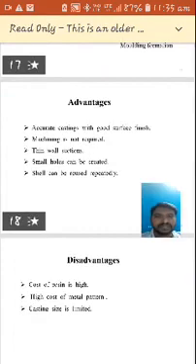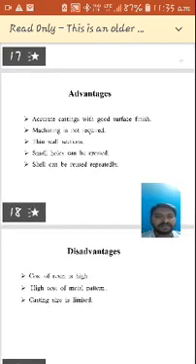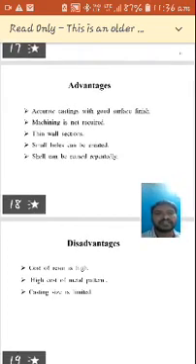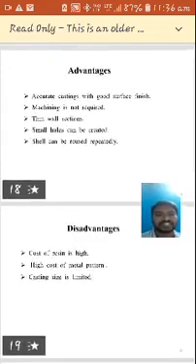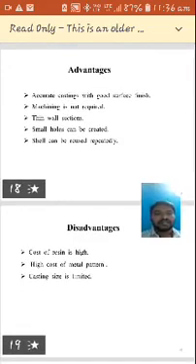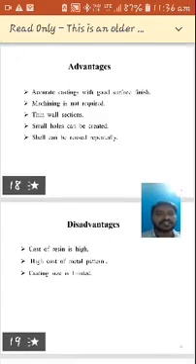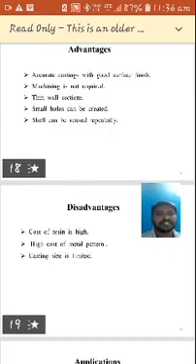Accurate casting with good surface finish: by using this we can get a very good surface finish. Machining is not required, so we can get accurate dimensions, and we need not remove extra material from the mold. Here we can get thin wall sections. Small holes can be created. The shell can be reused and repeated.